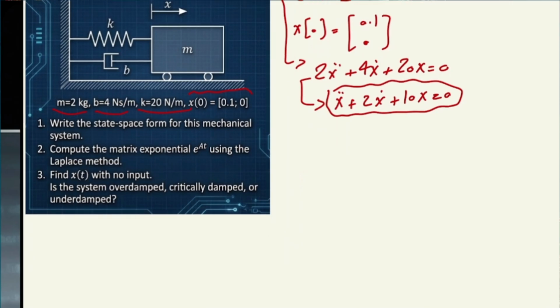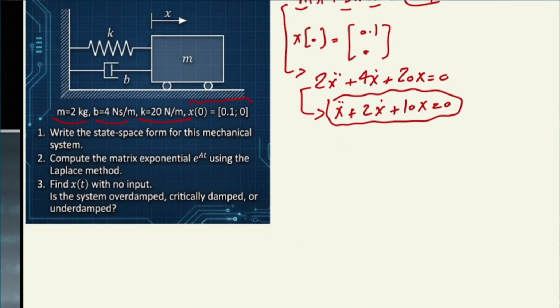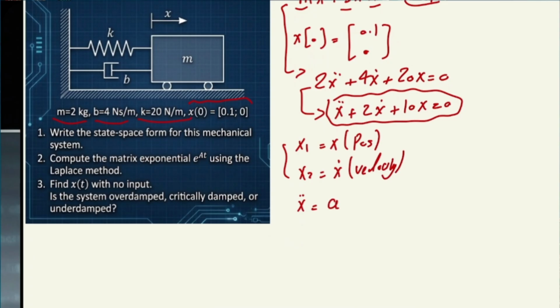But the very first thing that I have to do is define two things, because I'm dealing with multiple inputs, x1 and x2. So x1 would be considered as x, which we know is just the position, and x2 itself would be the rate of change in position, which we know as velocity. And also, obviously, x'', which is going to be acceleration.